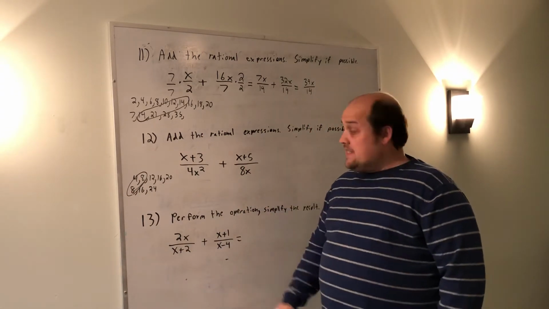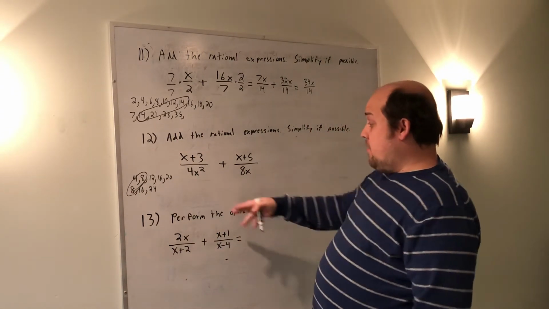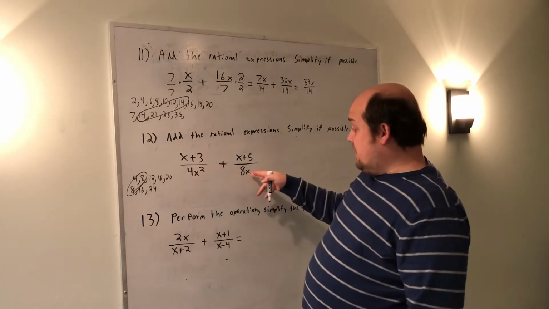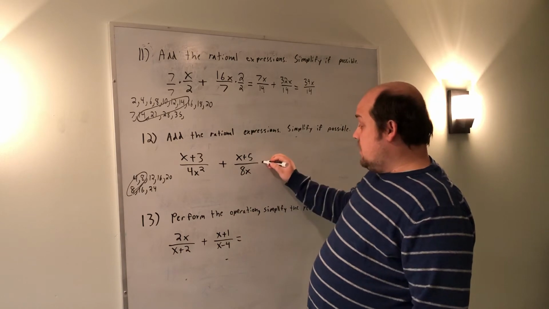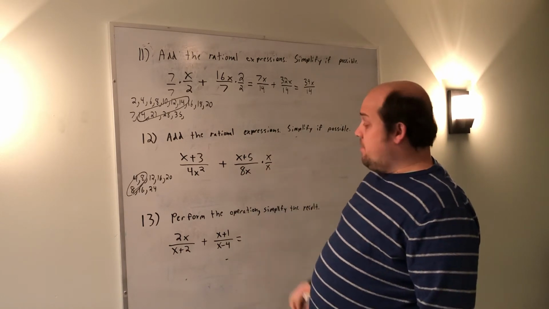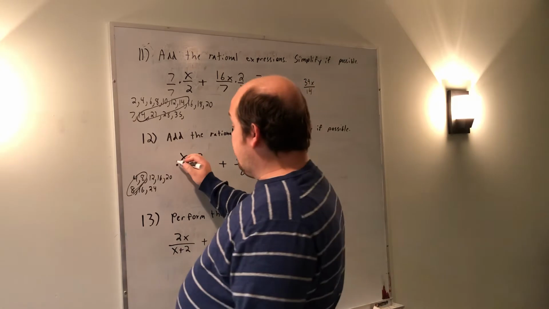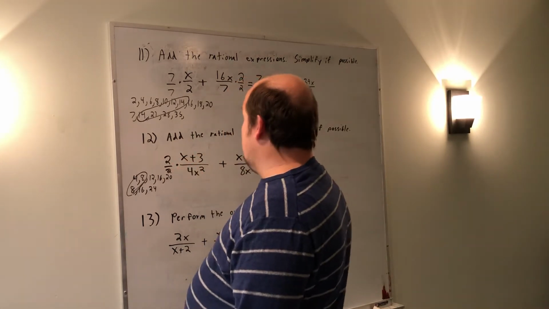When I look at the x's, I want to make sure they have the same power. So right now we have a squared here. To get this x to the same power, we're going to have to multiply by an additional x. So this second fraction gets multiplied by x over x. This first fraction gets multiplied by 2 over 2.